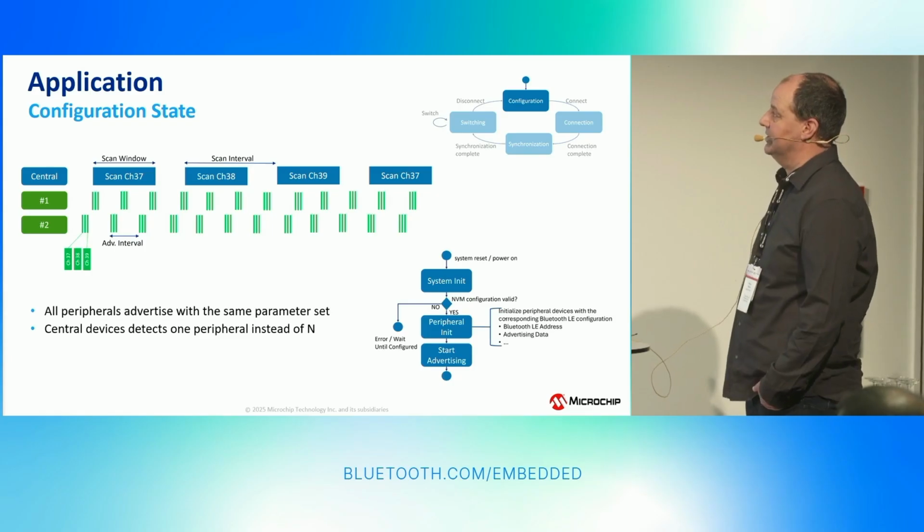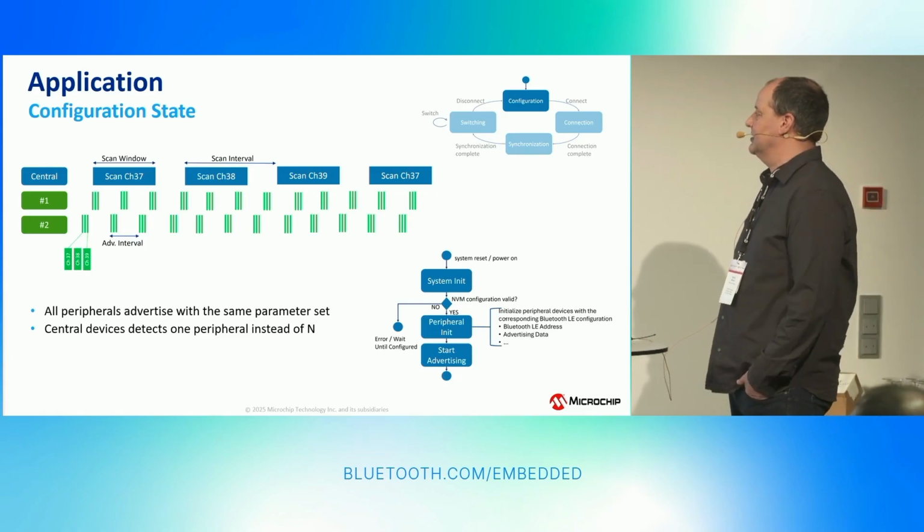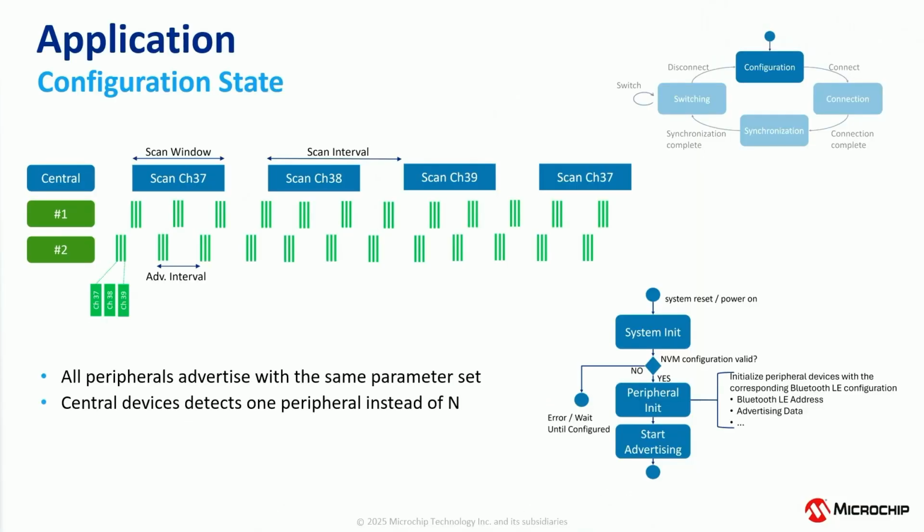So here, a more detailed look at the configuration state. It's here on the right side. The configuration state starts with the idle or init state. It starts after system reset or power on. Then we do the hardware initialization and the system initialization. Then we check the configuration. If the configuration is valid, we continue. Otherwise, we wait for configuration.